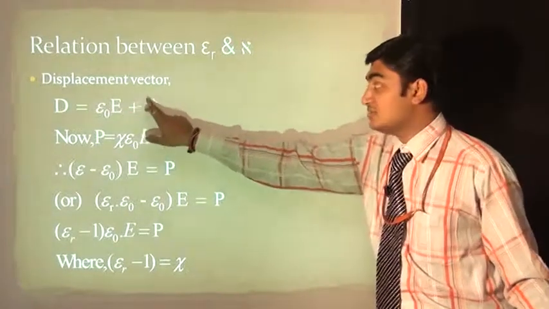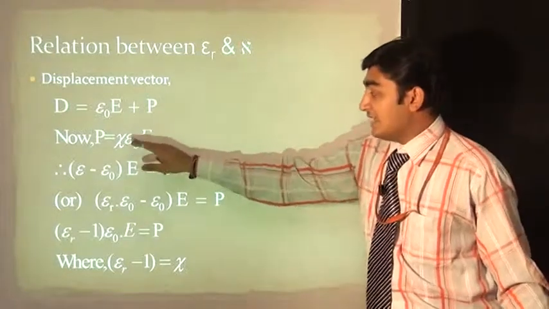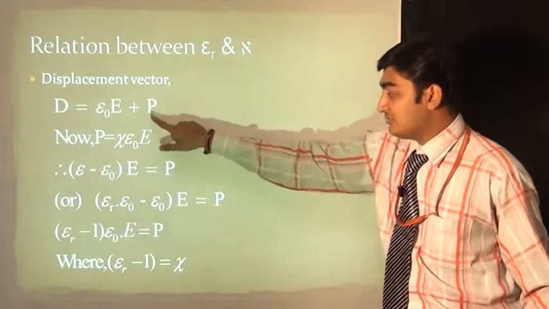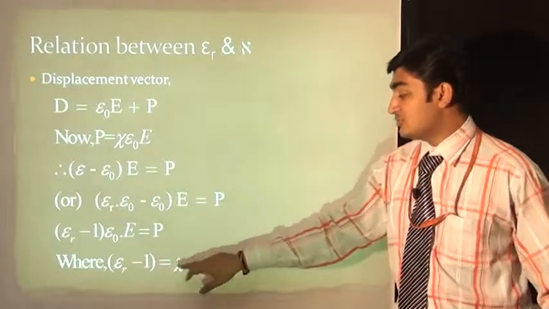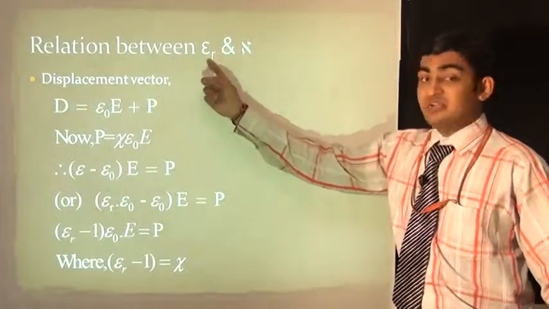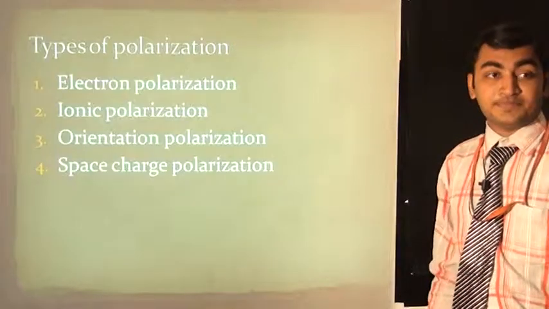We have gotten the three electric vector equations. We have used this equation and put this P value in the equation. Then we get the last equation, epsilon r minus 1 is equal to susceptibility Xi. This is called the relation between relative permittivity and susceptibility Xi.